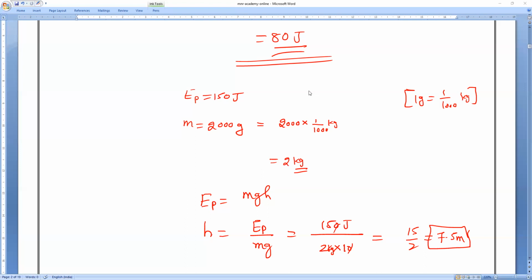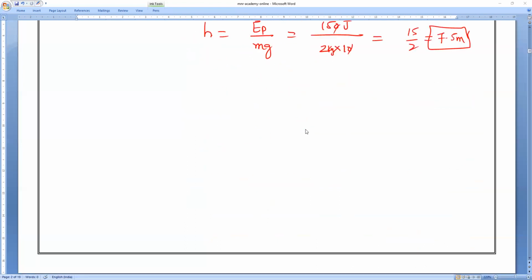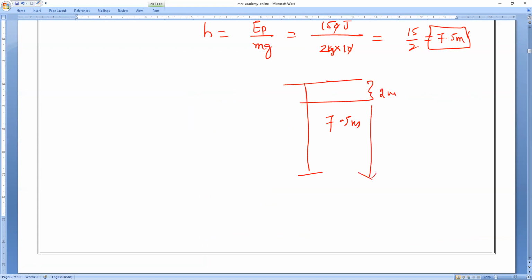All of you clear? Yes, sir. So now it has come down 2 meters below the initial height. Initially it is at 7.5 meters. Now it has come down 2 meters below. So 2 meters below means now what is the height from the ground? 5.5 meters.